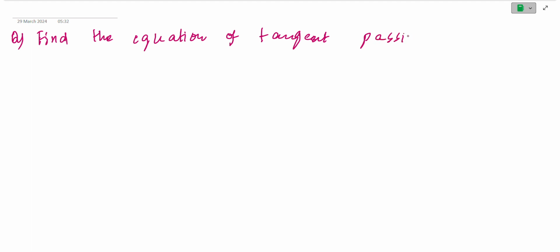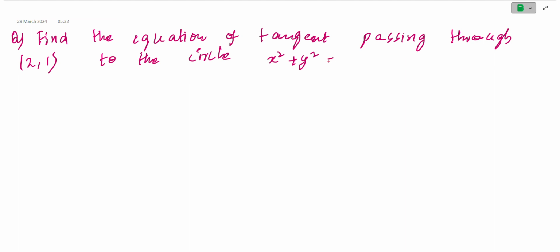Find the equation of the tangent passing through 2 comma 1 point to the circle x square plus y square is equal to 1.